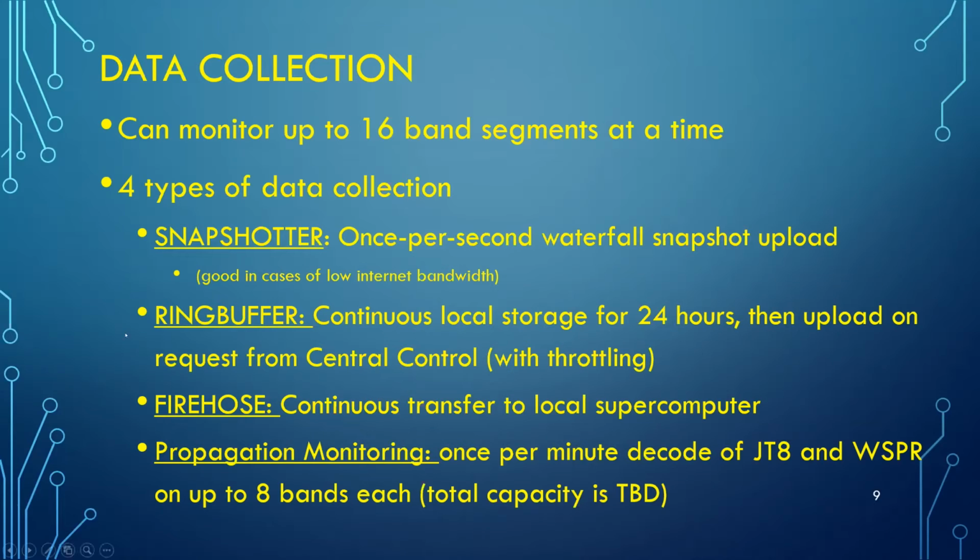Second item is what we call ring buffer. That is continuous local storage for 24 hours. That stores the data in digital RF format and uses the digital RF ring buffer function so that it deletes anything older than 24 hours when new data comes in. And then there is the capability to upload based on a request from central control to upload a time frame of that, like give me from this time of day to that time of day, not necessarily the entire thing, because that would take an awful long time to upload.